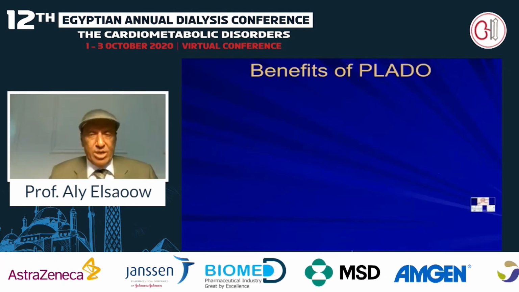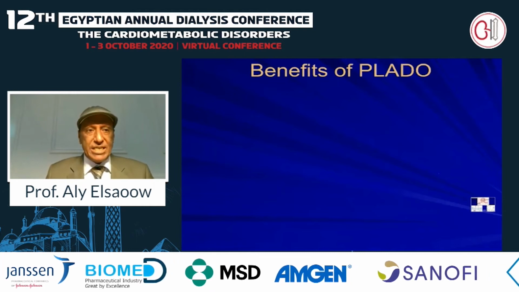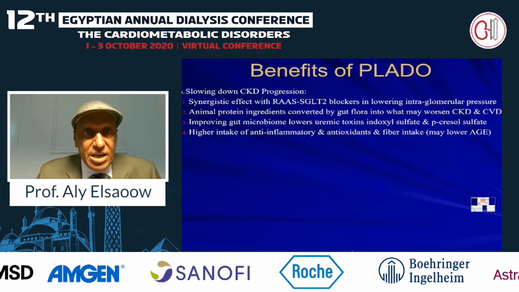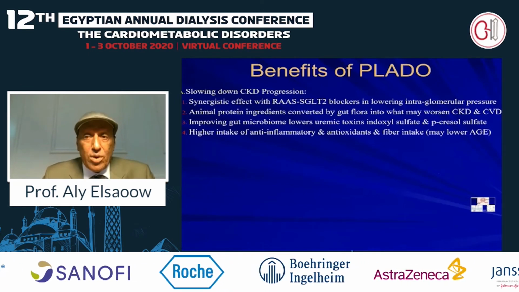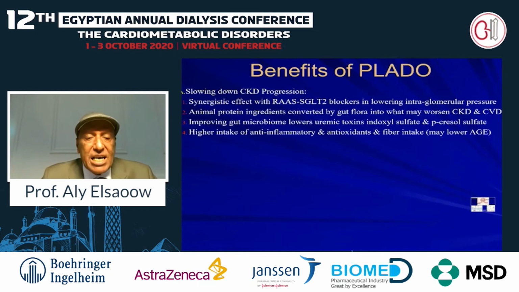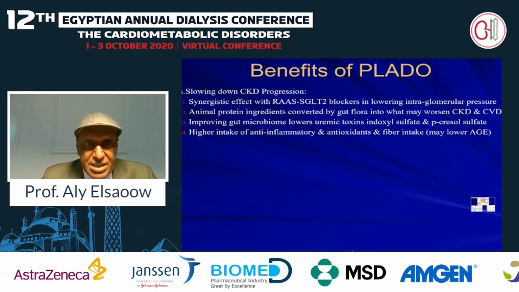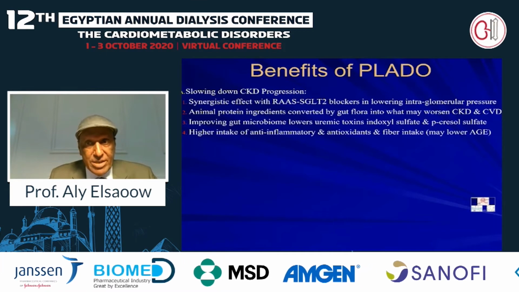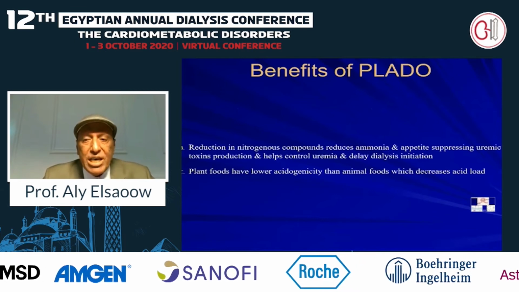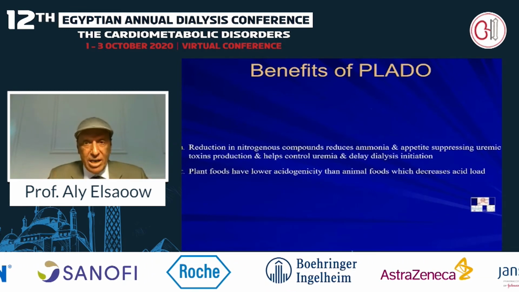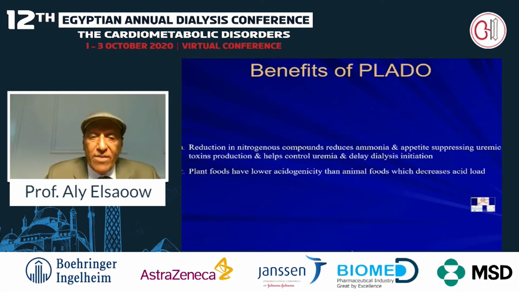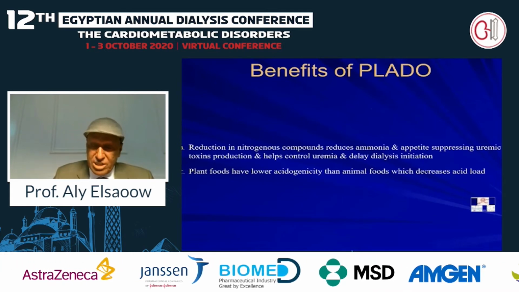But there are benefits of the plant-based low-protein diet. It can slow down CKD progression by a synergistic effect with RAS and SGLT2 blockers in lowering intraglomerular pressure. There is a reduction of products that may worsen CKD. It can improve the gut microbiome, with higher intake of anti-inflammatory and antioxidant fiber and a reduction in nitrogenous compounds, so it reduces ammonia and appetite-suppressing uremic toxins. This may help control uremia and delay dialysis initiation. Plant foods have lower acidogenicity than animal foods, which decreases acid load.